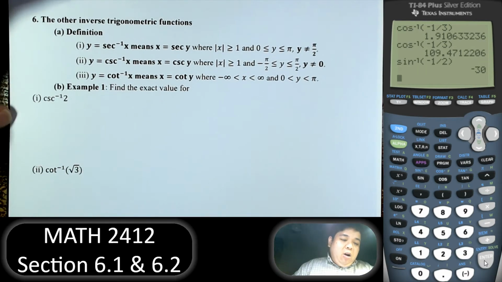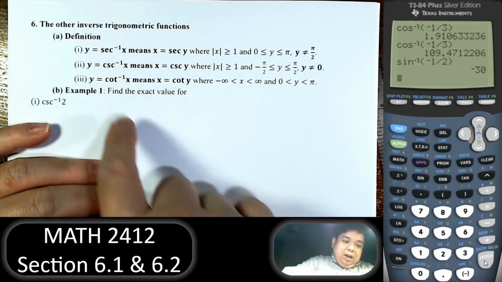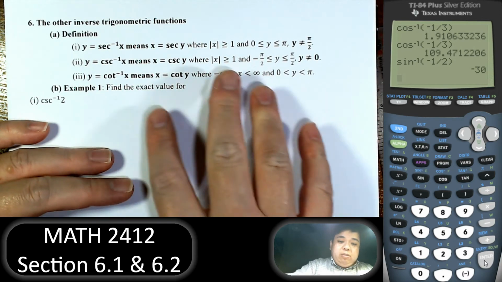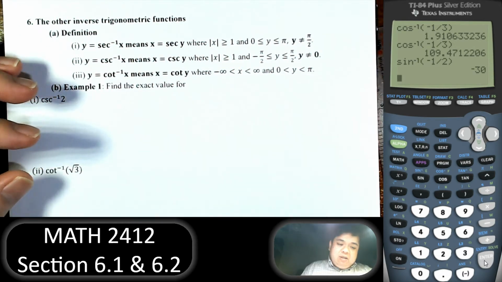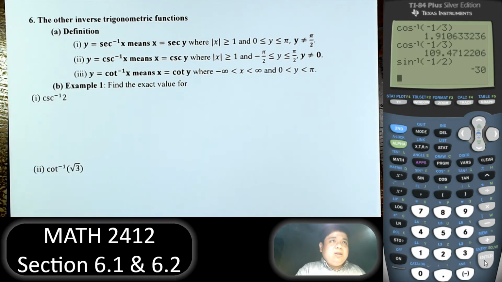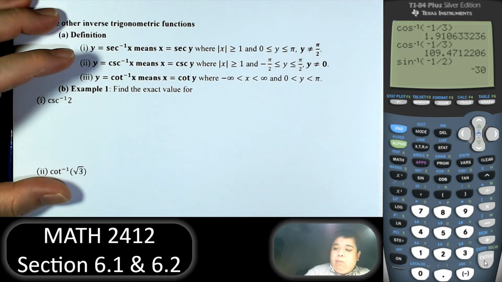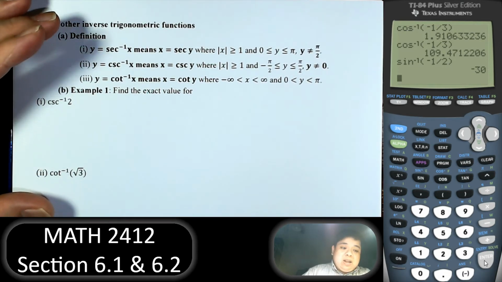The other inverse trigonometric functions, secant inverse, cosecant inverse, and cotangent inverse, we define the same way with a domain and range. We will do the summary later. But now, let's find cosecant inverse of 2. So how do we do that? Well, if we don't know what it is equal to, let that equal x or theta.